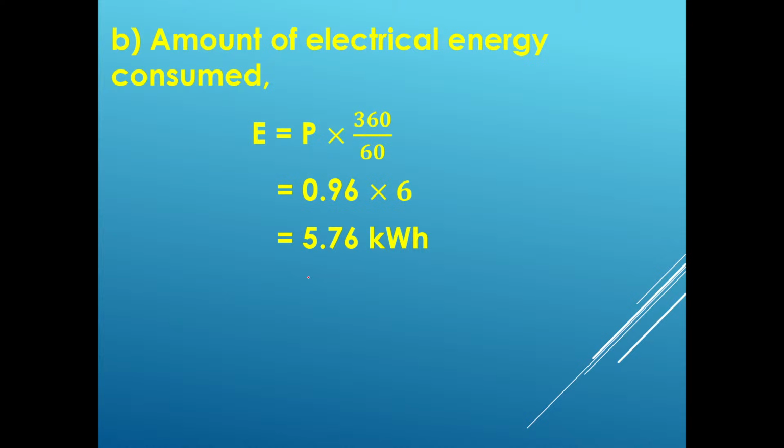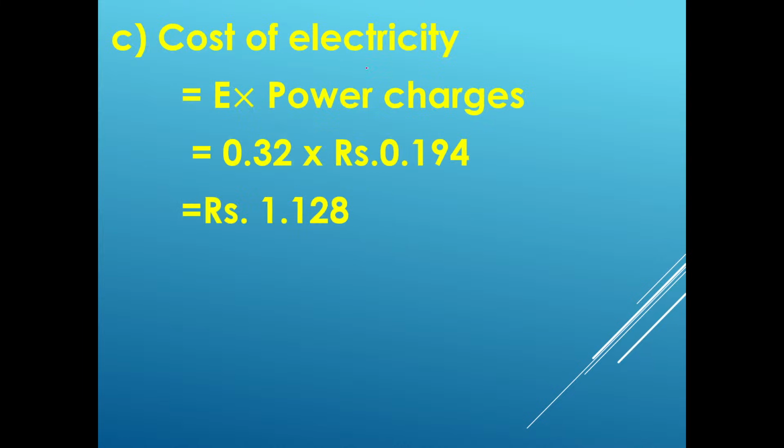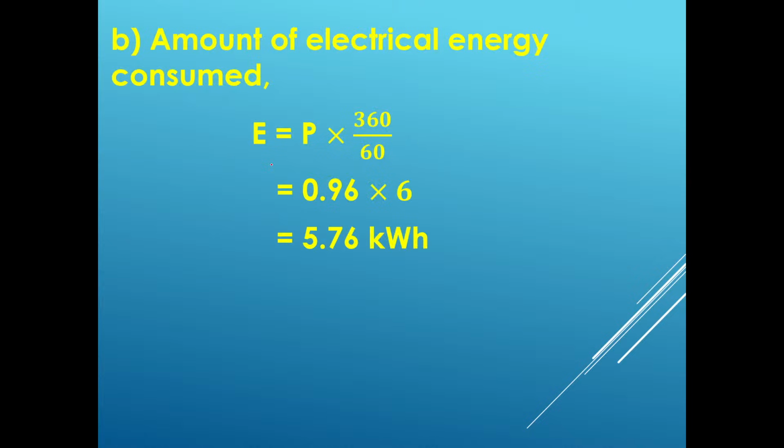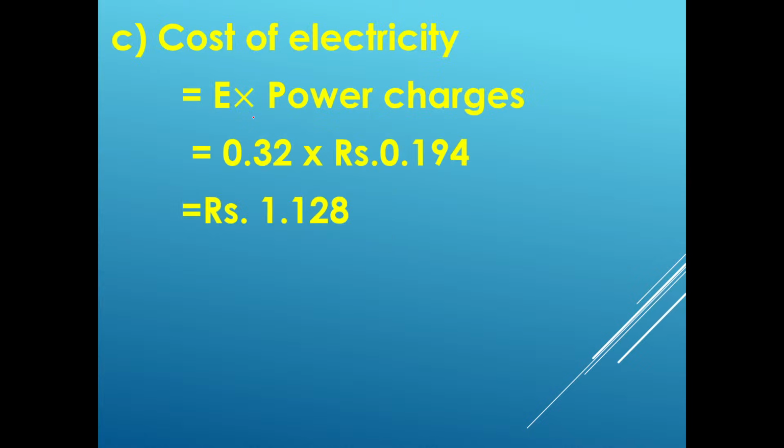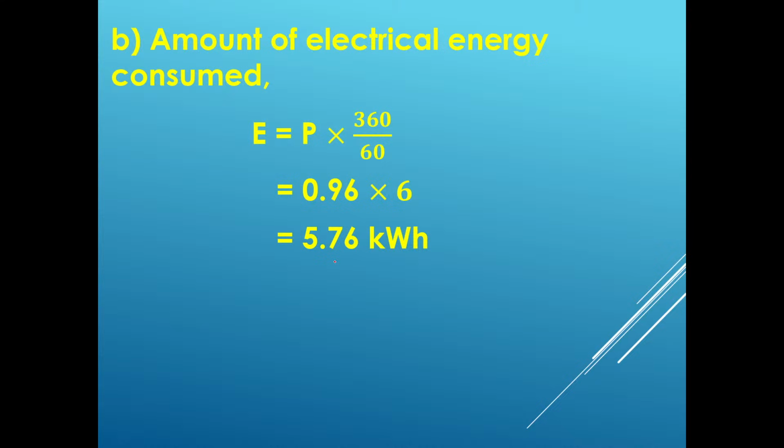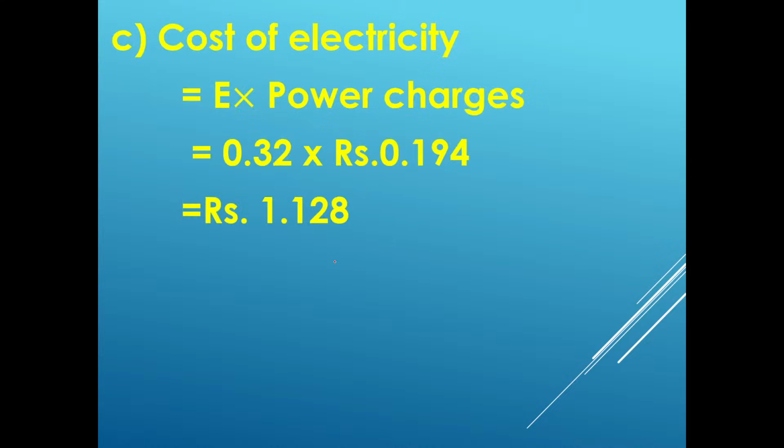I don't know how much you are going to get. If you have calculated, you can mention in the chat box 0.96 by 3. That is our energy consumption in kilowatt hour. Now, cost of electrical energy consumption. So what is 0.96 by 3? Can anyone mention in the chat box? Calculate. Yeah, it is 0.32.